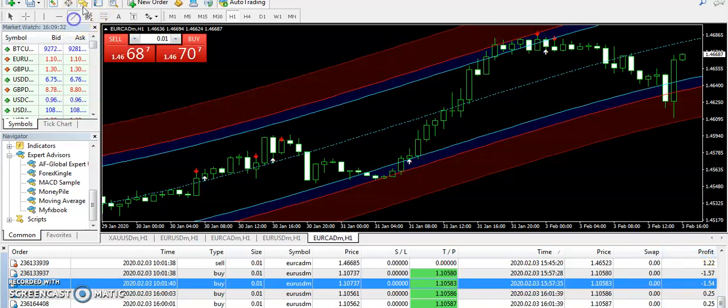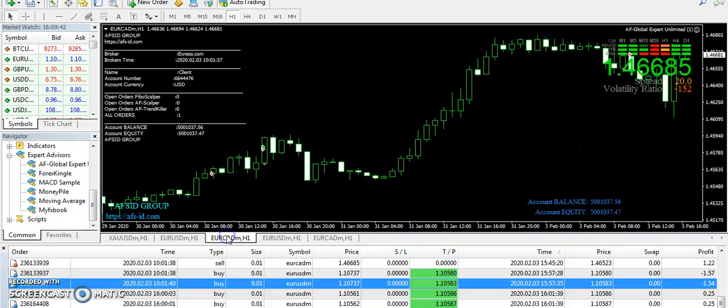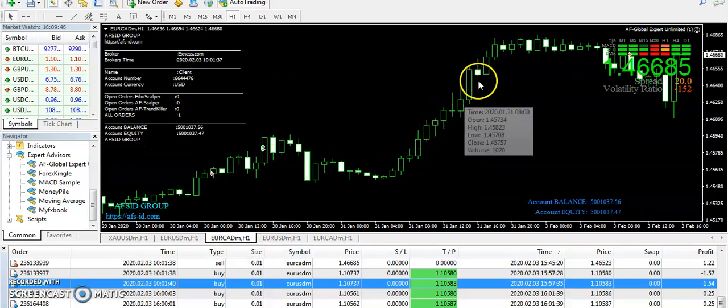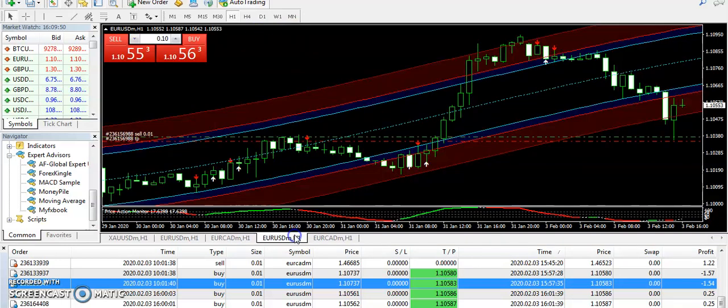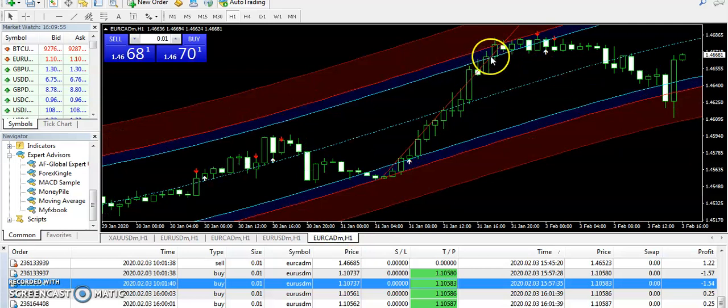Okay, now first of all the question arises: Euro USD made a bullish trend on Friday, and on Friday it went straight up. Okay guys, so I'm going to take you towards the report where you can see it went up. What happened is that the sell positions were taken by the expert advisor most of the time, but the market kept on going up.